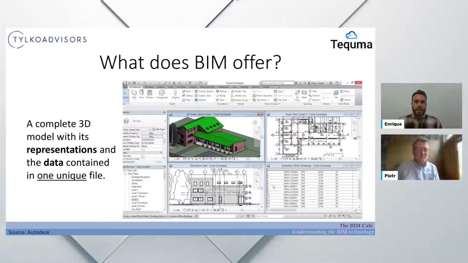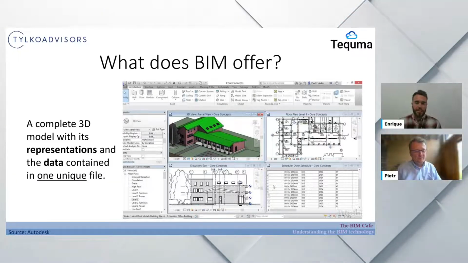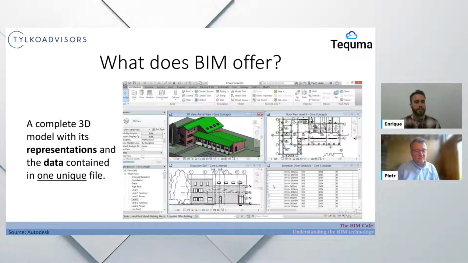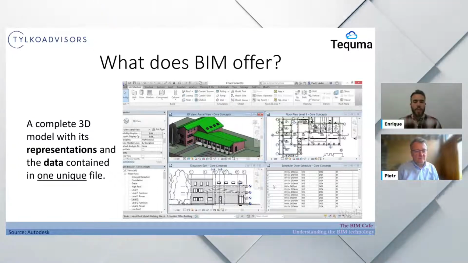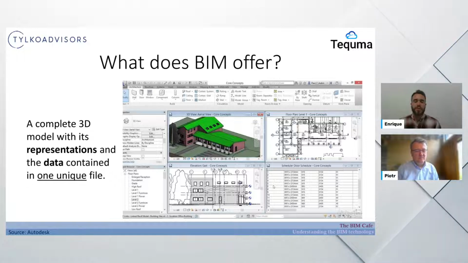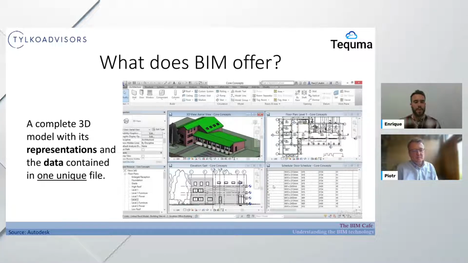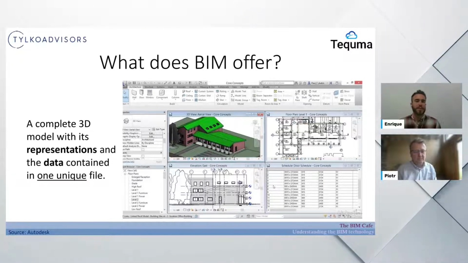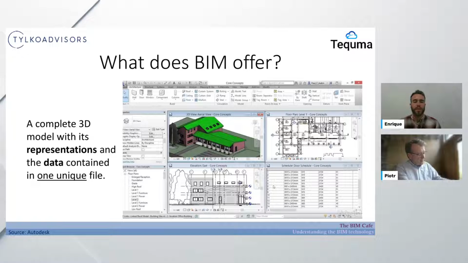The first idea of what BIM can offer is, as I said, visualization plus information. It's a complete 3D model which has all the representations and data contained in one unique file. Inside the same project we can generate plans, schedules, run simulations, see how it looks, and make renders. Everything is merged into one thing. So this is one single source of truth for the projects and for the construction, right? Exactly, yeah. This is the merging of all the data and representation into one file.